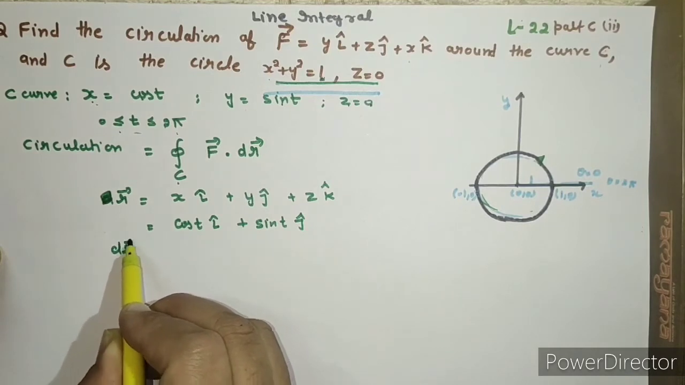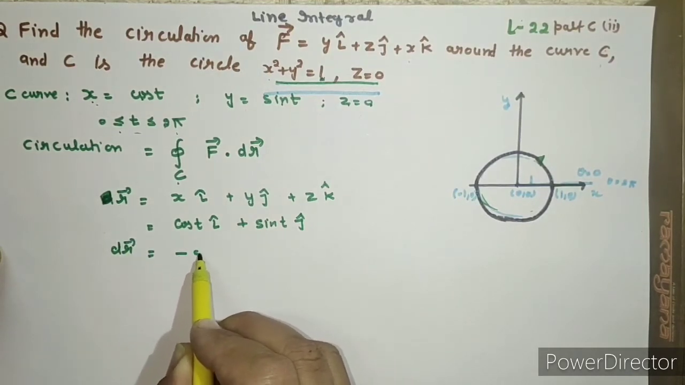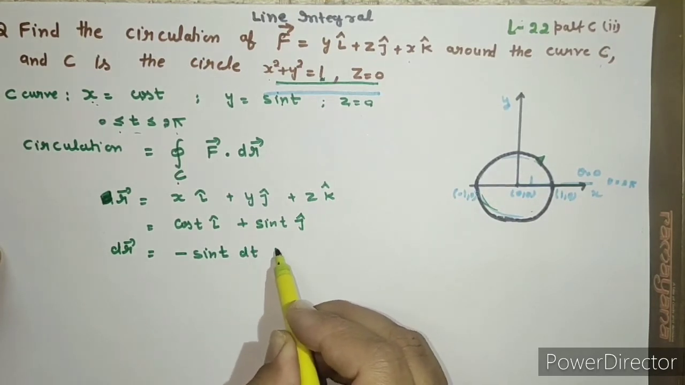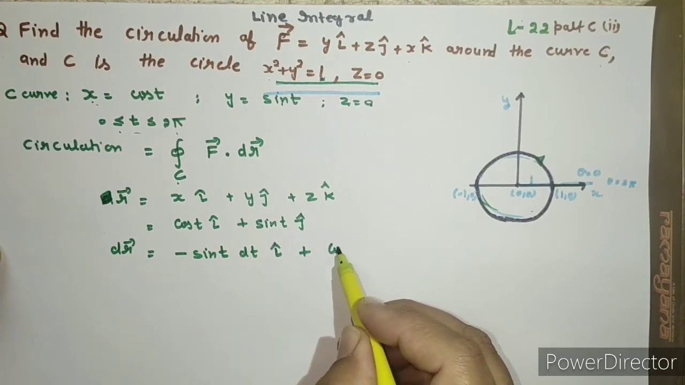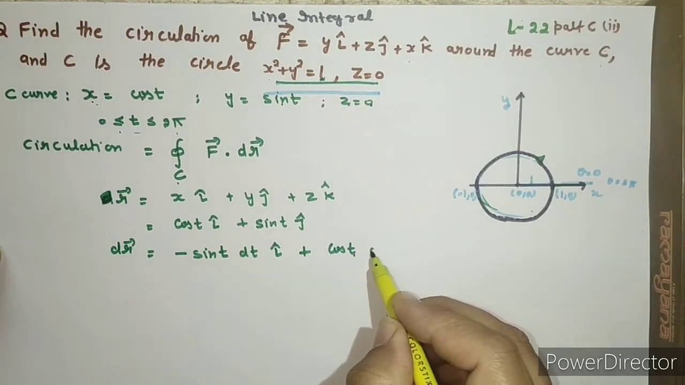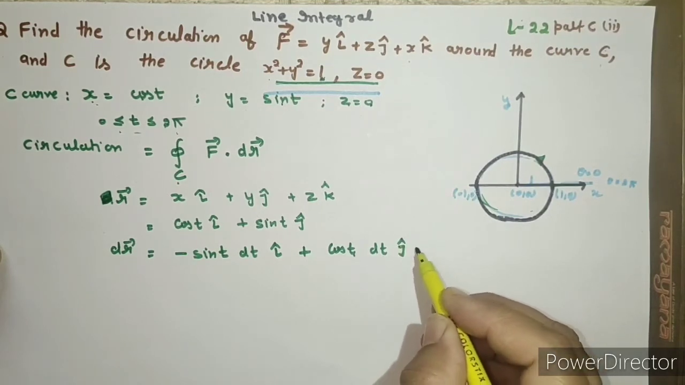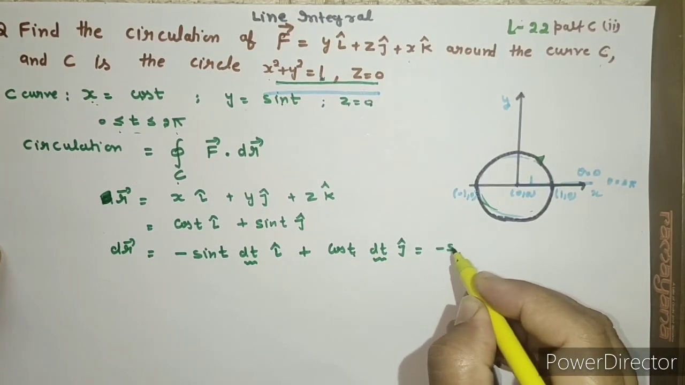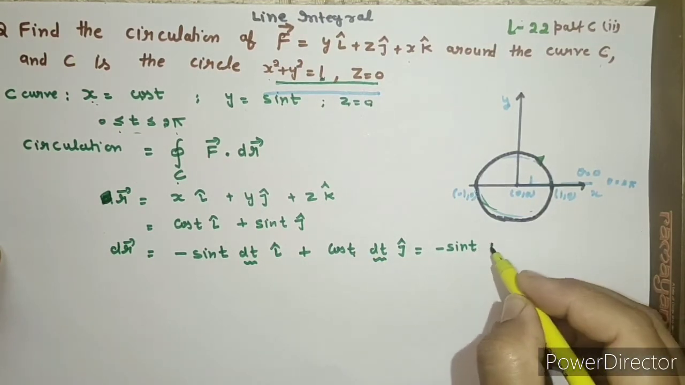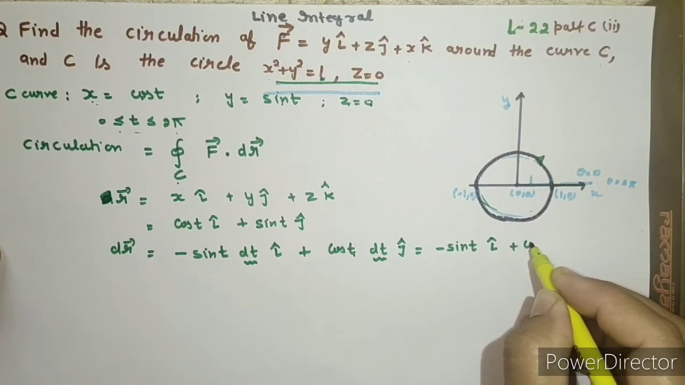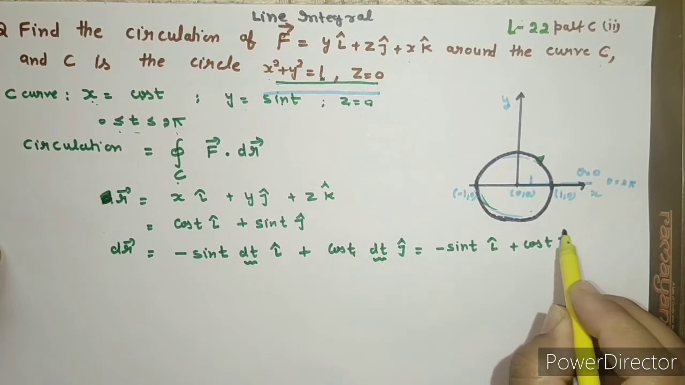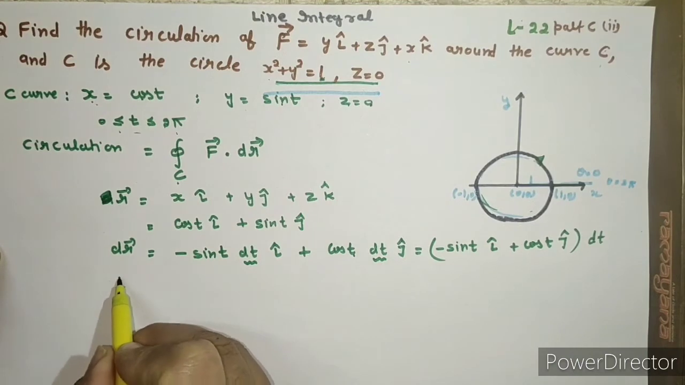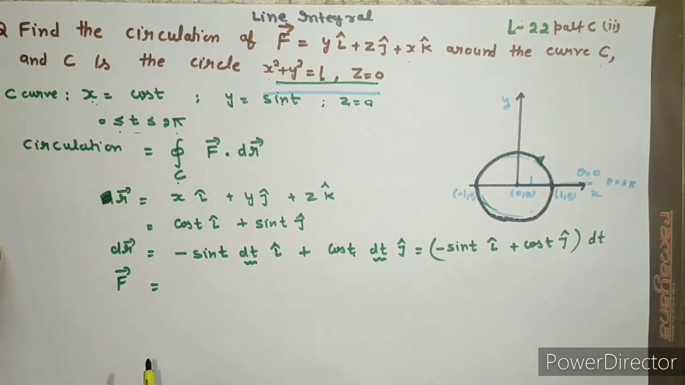So dr vector is equal to, the derivative of cos becomes minus sin t dt, i vector. The derivative of sin becomes cos t dt, j. You can write this as, dt is here, dt is here, you can take it outside. So it gives you minus sin t i vector plus cos t j vector, and dt is outside.